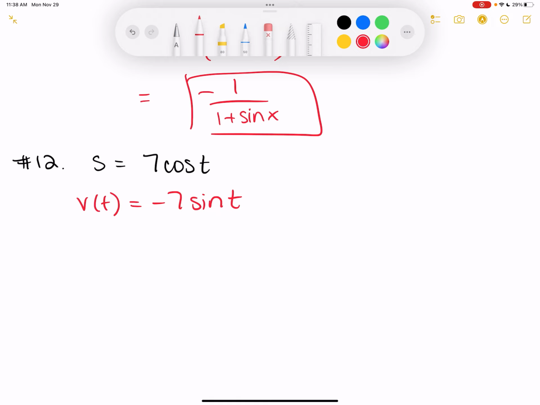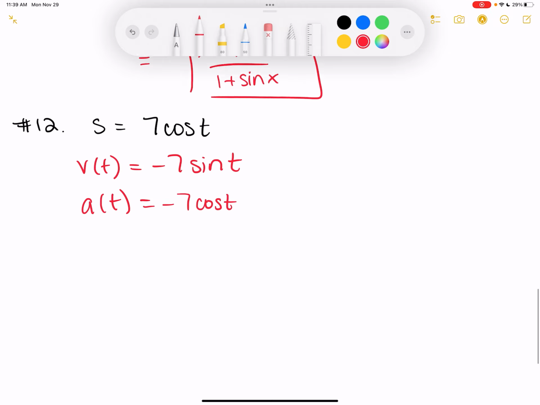So then acceleration is the derivative of velocity. So then what would the derivative of negative 7 sine of t be? That was a mouthful. Yep, negative 7 cosine t. And those ones don't ask you for anything else. It just says at time t. If they were to give you a time that they wanted it at, then you could obviously plug that in for t after you've taken the derivative and find it. But that's not what that one asks for.